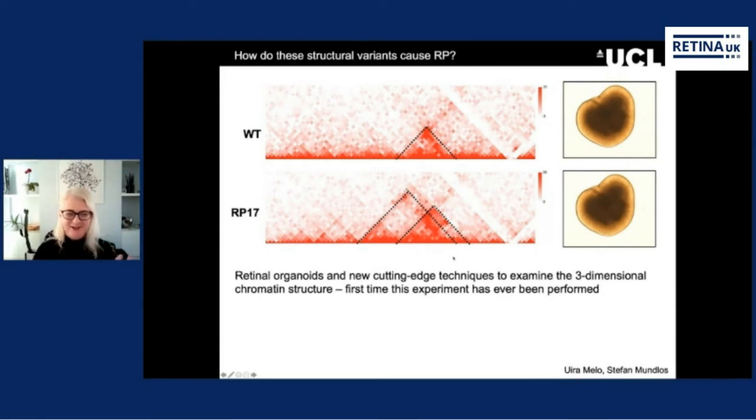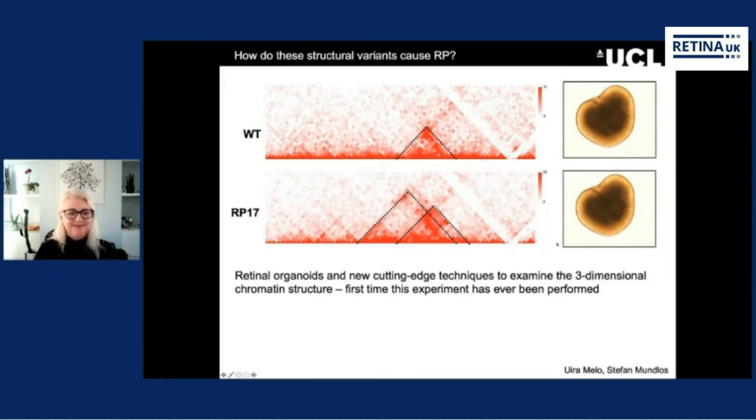Difficult to interpret if you're not an expert. This is the first time this experiment has ever been performed in human retinal tissue. And of course, what we did was we grew our beautiful retinal organoids from a control individual and from the individuals with these structural variants with RP17, and we did this experiment. And you can see there are differences. Hopefully you can appreciate that the two pictures here aren't identical.